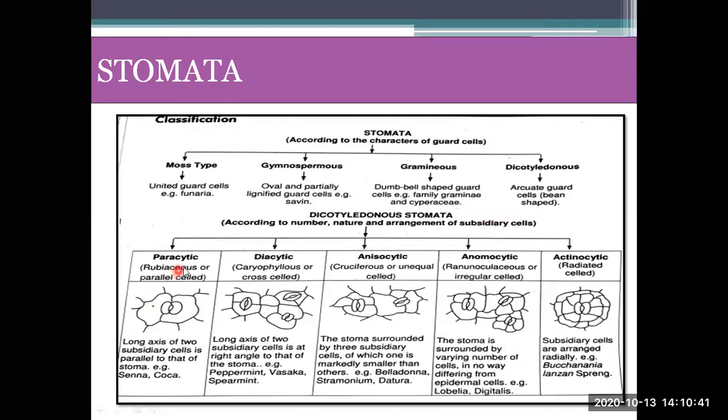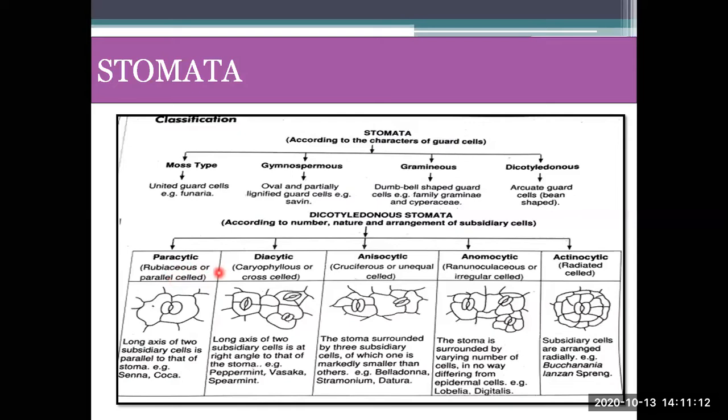First one is parasitic or rubiaceous stomata, diacytic or caryophyllaceous stomata, anisocytic or cruciferous stomata, anomocytic or ranunculaceous stomata, and actinocytic stomata. Please remember, you have to learn these names by heart, both the common name as well as the scientific name. Many times in the GPAT examinations, the question may be asked on the basis of the scientific name.